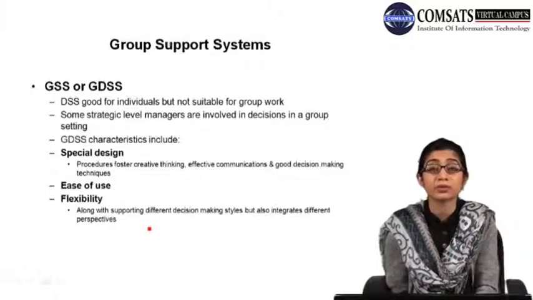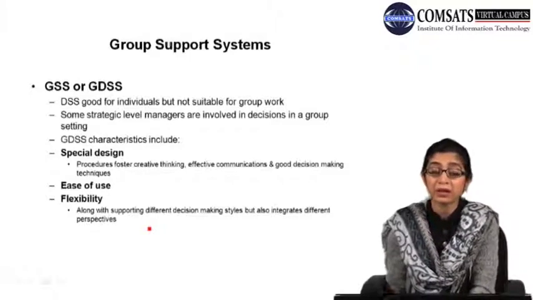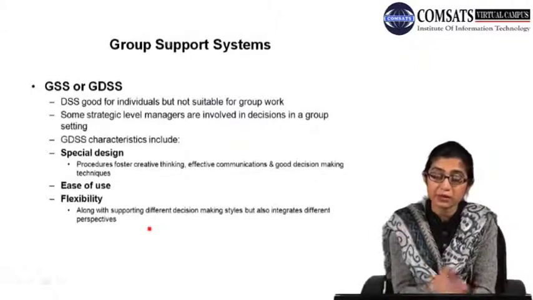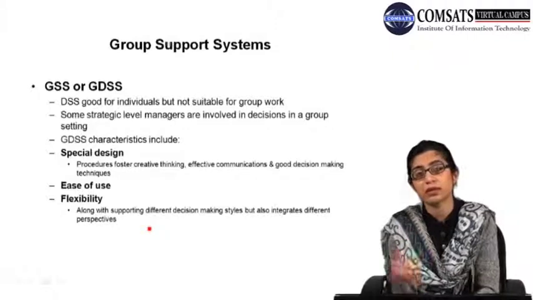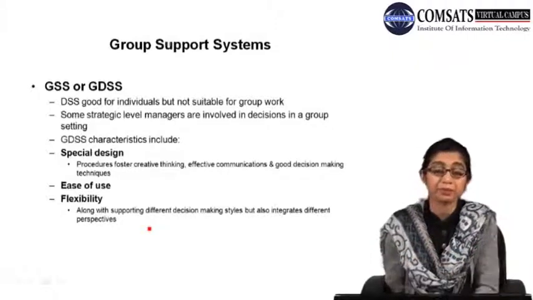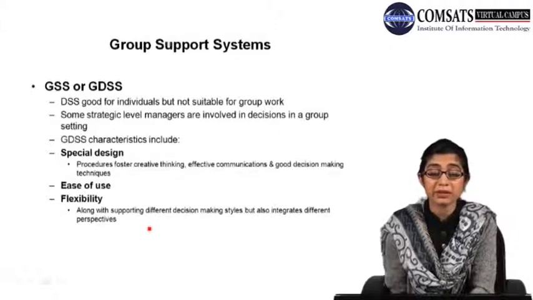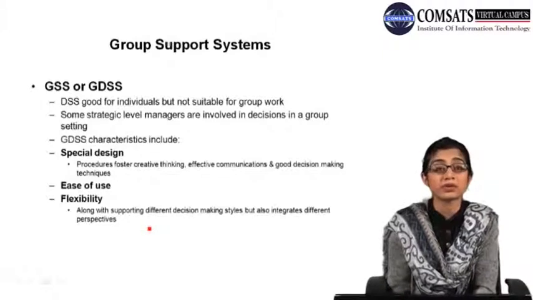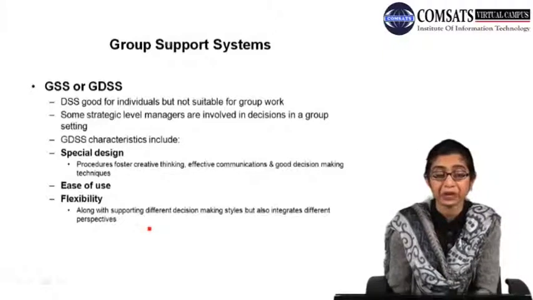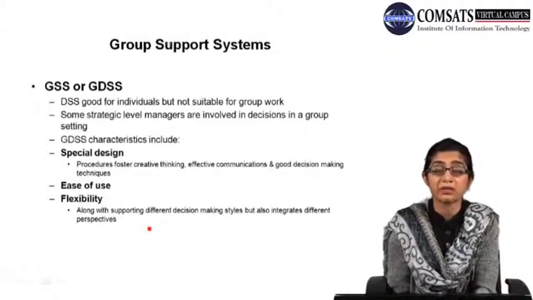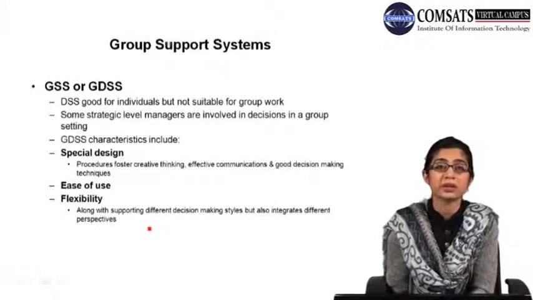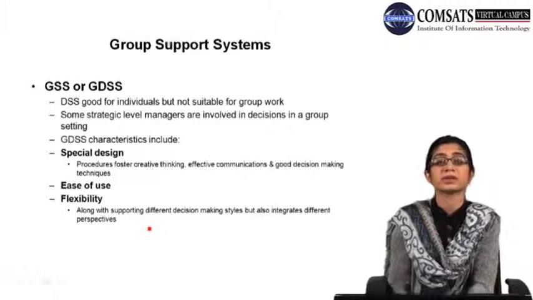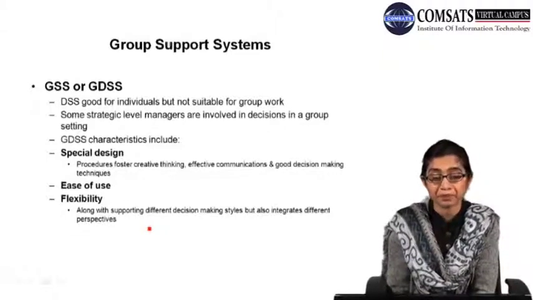For this purpose, we have group decision support systems, which have the features of the DSS plus the additional features of working in a collaborative manner. Some strategic level managers are involved in decisions in a group setting as well. So these systems support decision making when it happens in a group or in a collaborative form, or when people are sitting in a meeting. How do they come to a unanimous decision? These systems basically help in doing so.